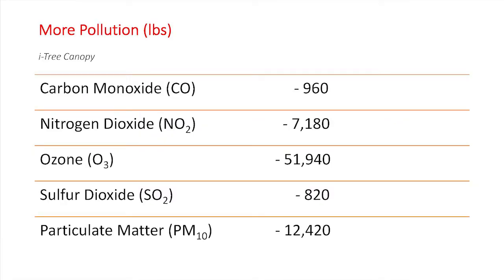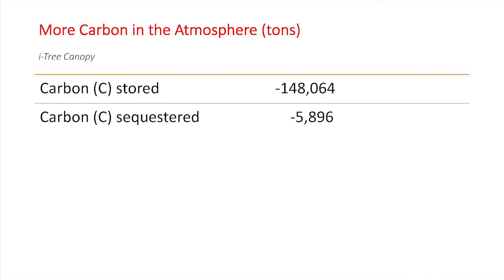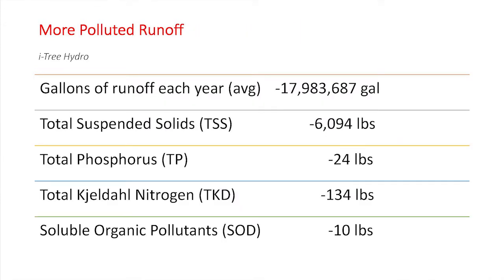So what does that mean? Well, that means more pollution. It means there's more carbon in the atmosphere. It means there's more polluted runoff. This slide to me is particularly important, as you can see that 17 million gallons of stormwater runoff was on your streets because of the loss of 6.4% of tree canopy, or 890 acres.